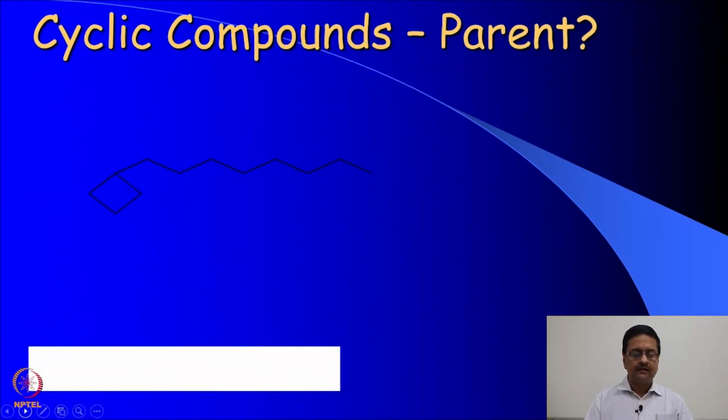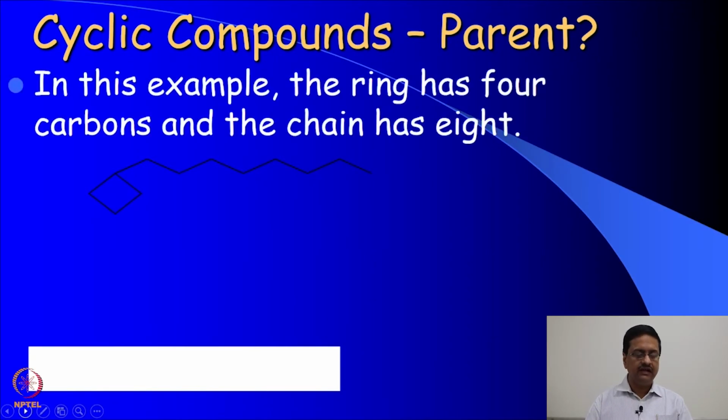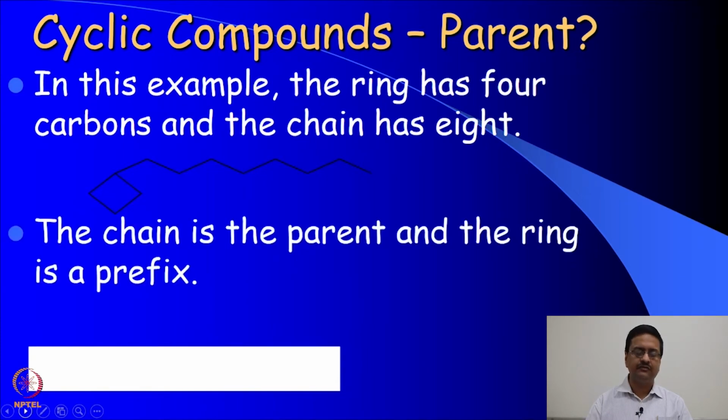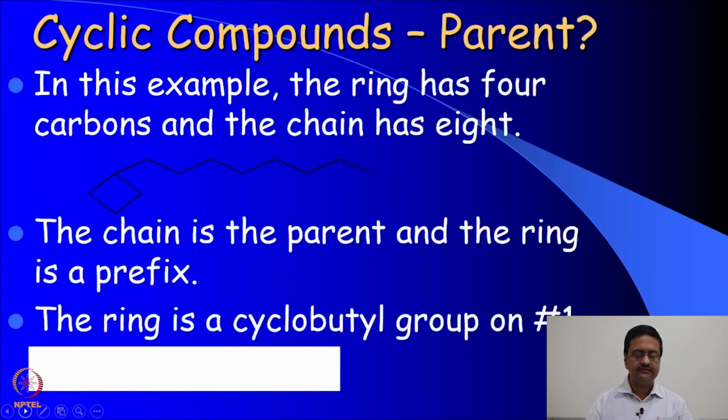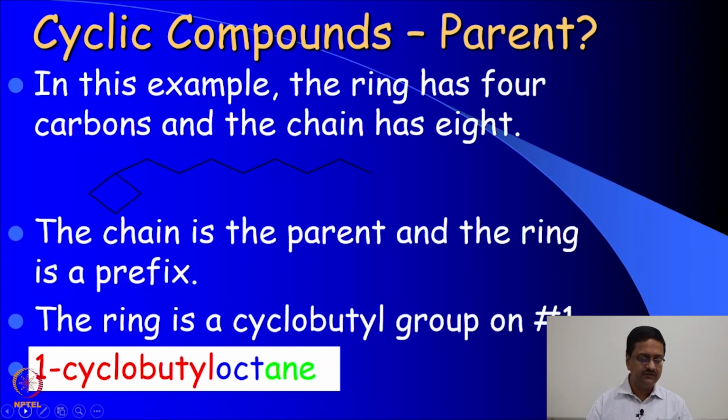So, when you have an example like this, where you have a small cyclobutane attached to a large hydrocarbon, the chain is the parent and the ring is the prefix. In this particular case, when you have a cyclobutyl ring attached to a chain, we write it as 1 cyclobutyl octane, because the parent, the chain, has more carbon atoms compared to the number of carbon atoms present in the ring.